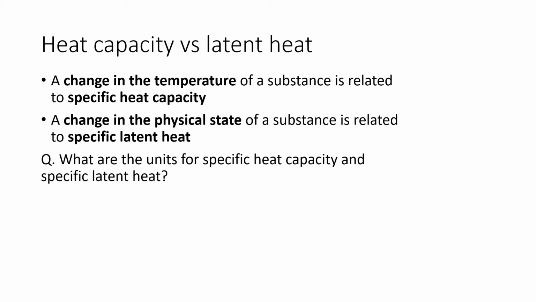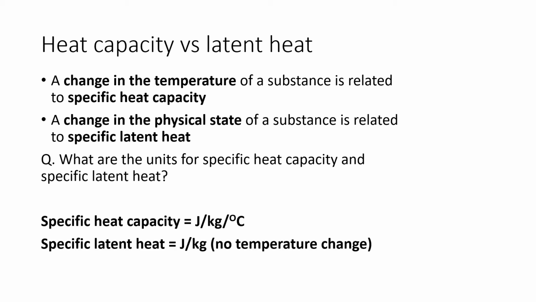Now, specific heat capacity and specific latent heat, people very easily get them confused and overlap. Remember, in specific heat capacity, we're talking about changes in temperature, whereas in specific latent heat, we're talking about a constant temperature, but a change in the physical state of the substance.